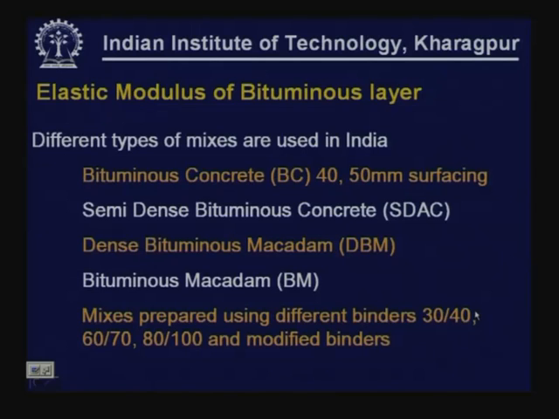Similarly, the elastic modulus value of bituminous layer can be determined in laboratory. We use different types of mixes for bituminous layers in India: bituminous concrete, semi-dense bituminous concrete, dense bituminous macadam, bituminous macadam. Typically, these are the materials for which elastic modulus values have been given in Indian Roads Congress IRC 37. And mixes are typically prepared using different types of binders: 30-40, 60-70, 80-100 penetration grade binders, and nowadays we also use modified binders: polymer modified binder, crumb rubber modified binder, and various other types. Normally, we do not use 30-40 binder. 60-70 binder is the most commonly used binder nowadays. IRC gives modulus values for different types of mixes prepared using different types of binders, not for modified binders of course.